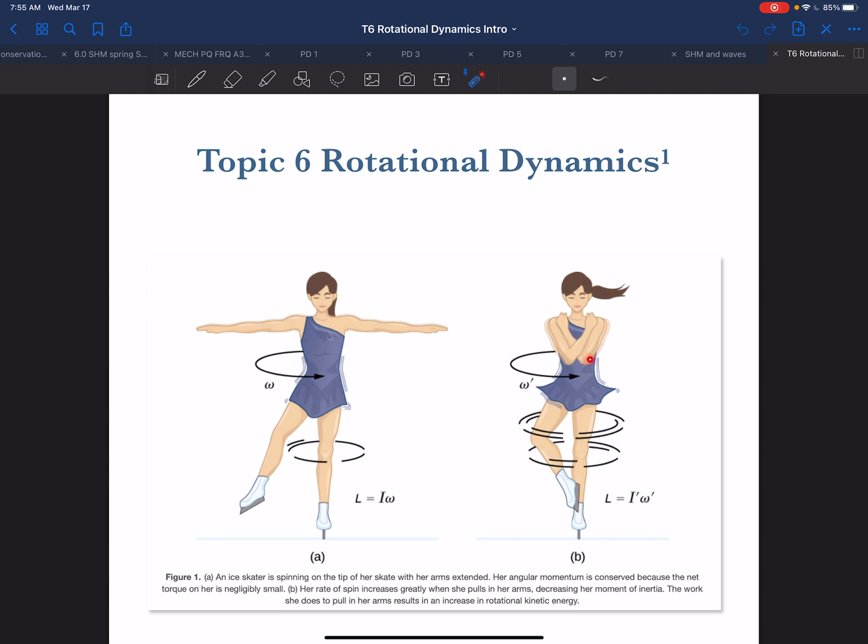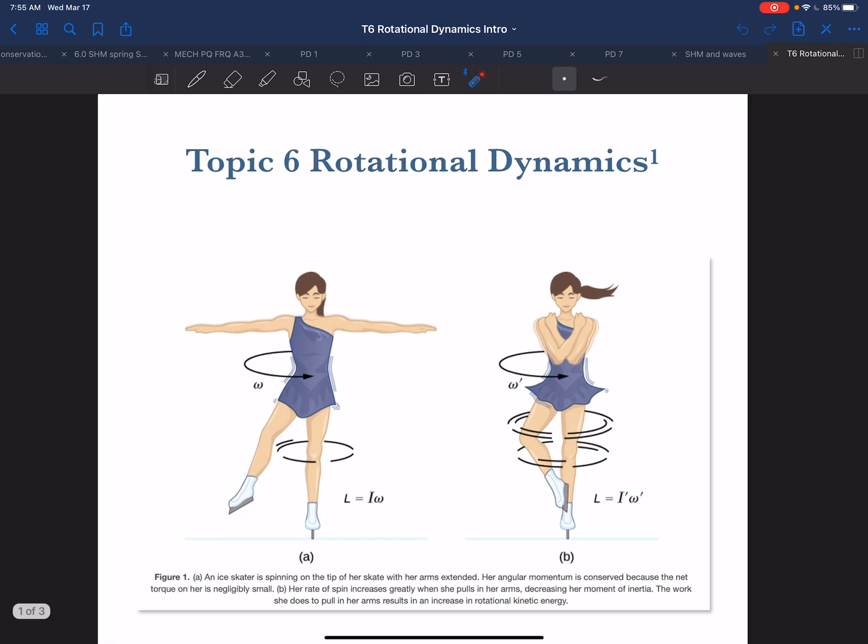And when she brings them in, she will speed up. And she can go back and forth like this, and the speed will change. And what we realize is that in understanding the natural world, the physical universe, there are rules and laws that govern rotational motion.